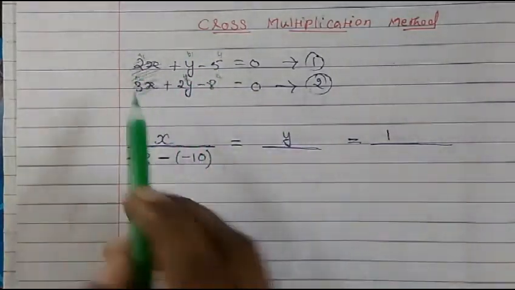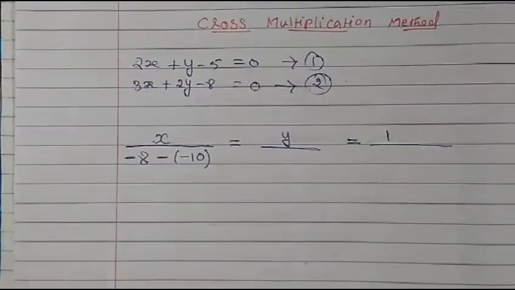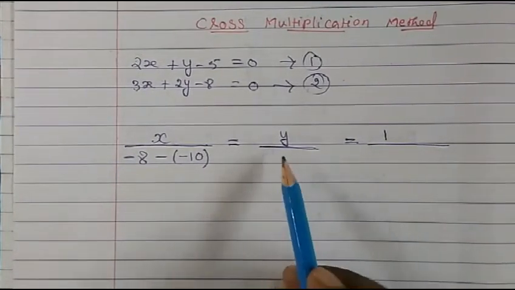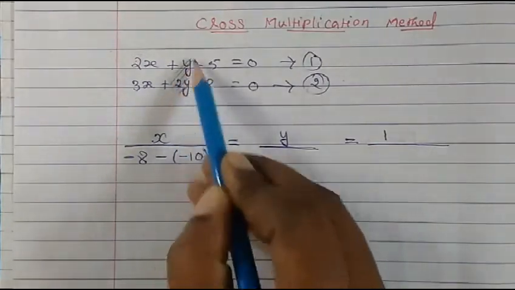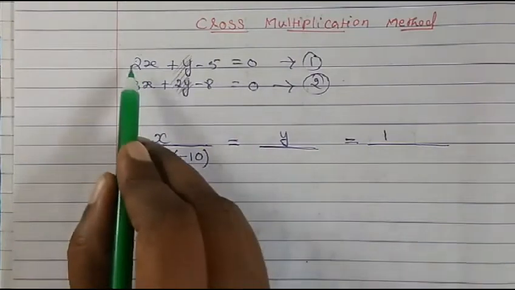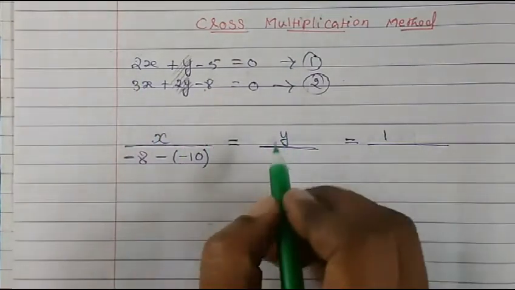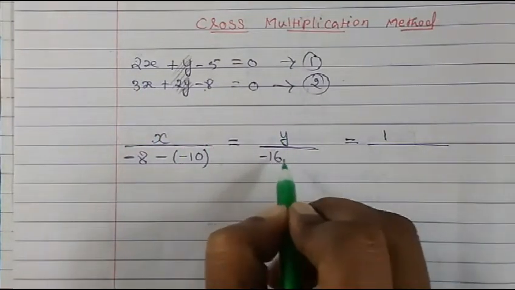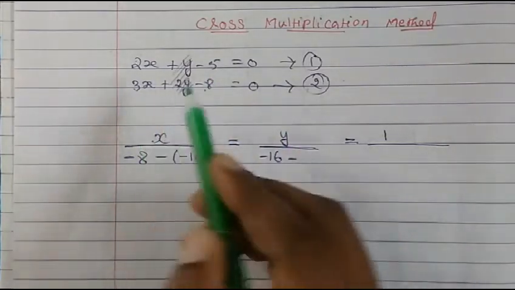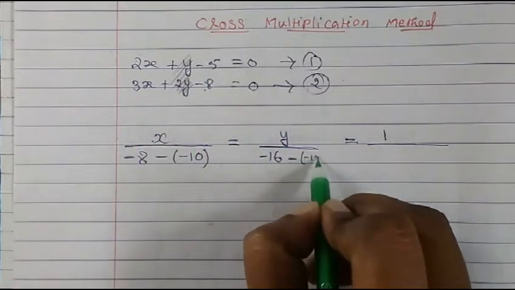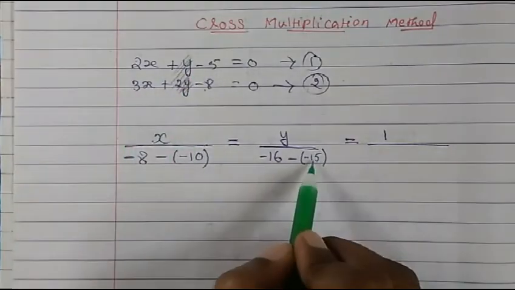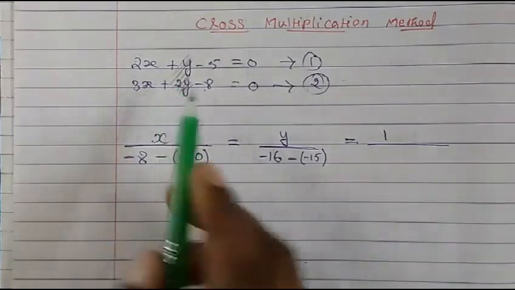Now under y, when we are going to write, you have to hide the y part. And then you cross multiply. 2 into minus 8 will give us minus 16, and you have to write minus, and then 5 into 3 will give us minus 15, because here minus is there. Minus 5 into 3 is minus 15. Okay, now I will remove this.